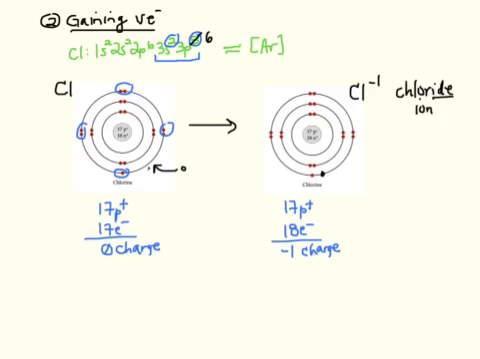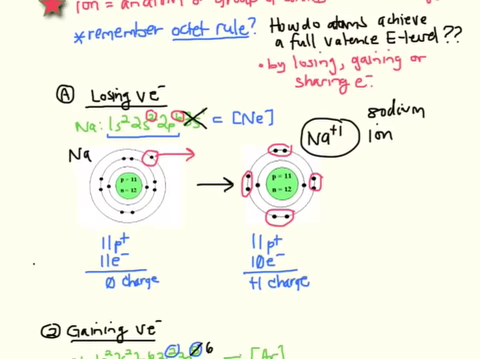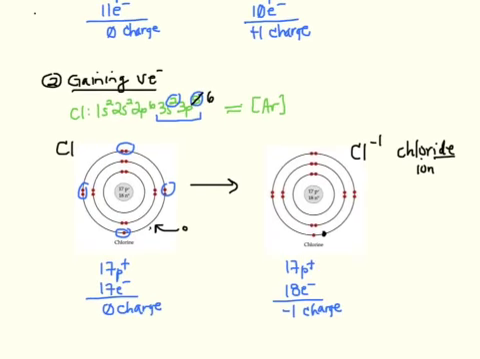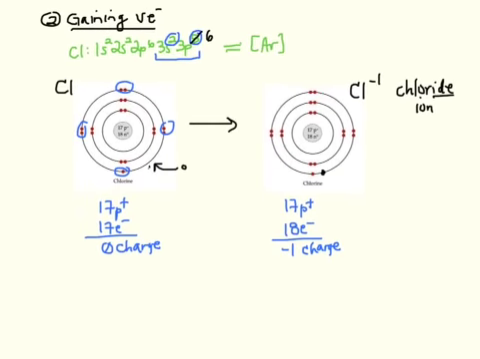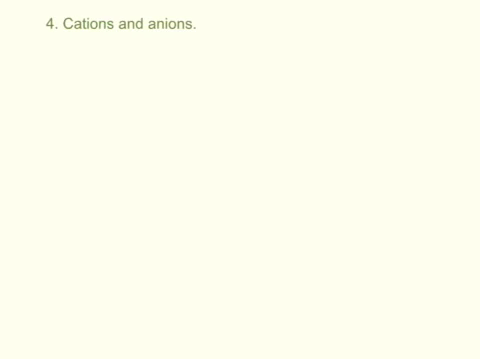So what determines whether or not something loses electrons like sodium did, or whether something gains electrons like chlorine did? Well, that brings us to the next little topic about cations and anions.